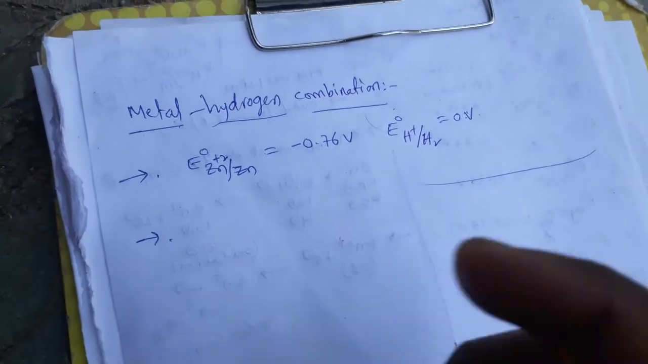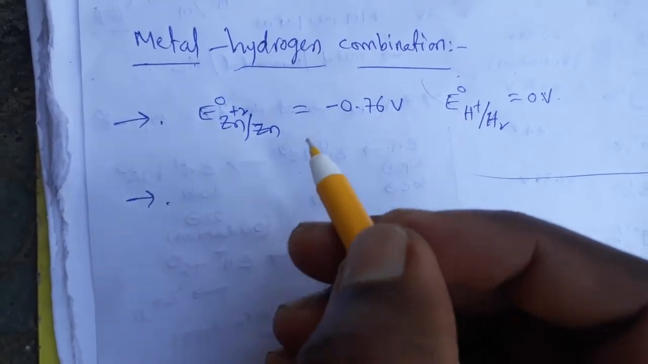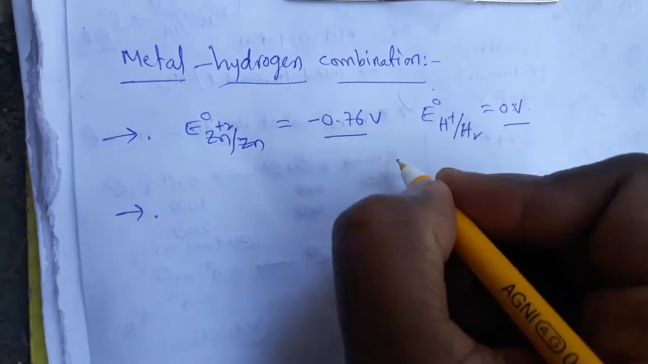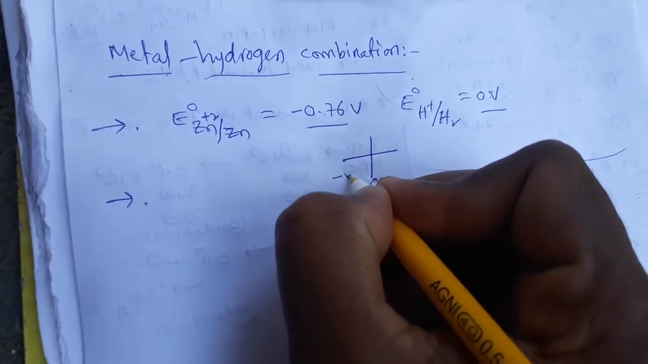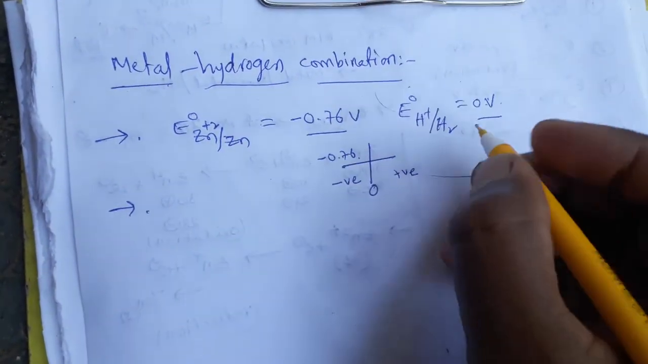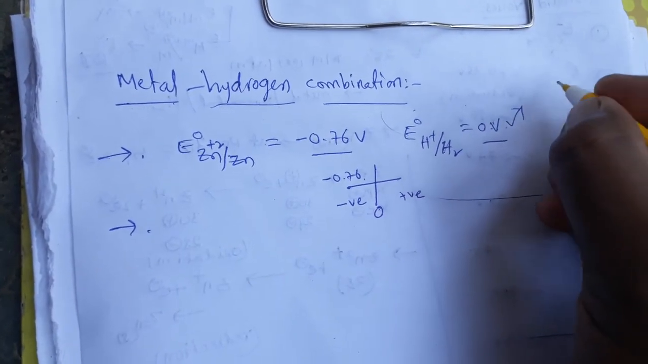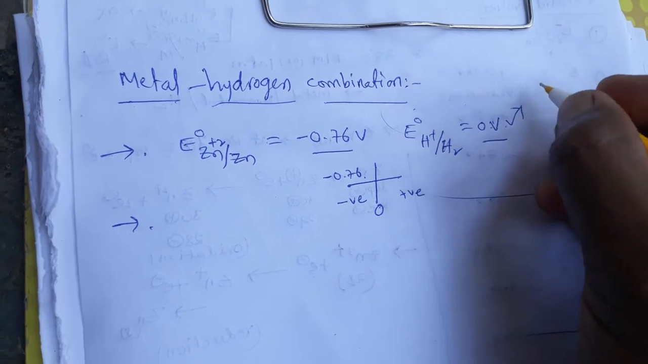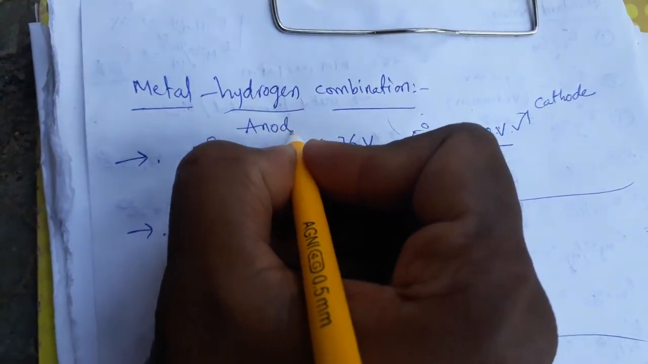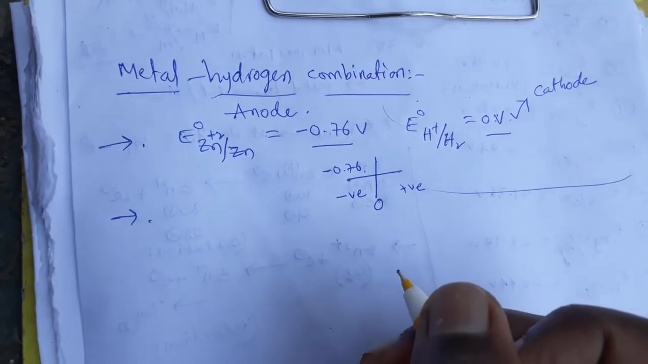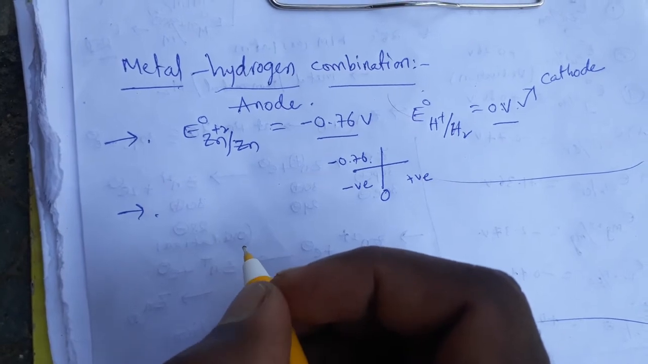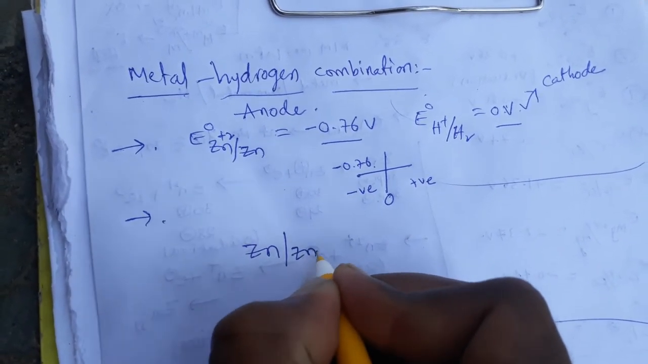So which one should come on the right side? Can you tell me, either this one or this one? We compare the values: this is -0.76 and this is zero, so these values are negative and these values are positive. Negative means lower value, and this is the higher value. The higher the standard reduction potential, the better the oxidizing agent, and it comes to the cathode side. So it is cathode and it is anode. Obviously one is cathode. If you find out the cathode here, then easily you can find out the anode.